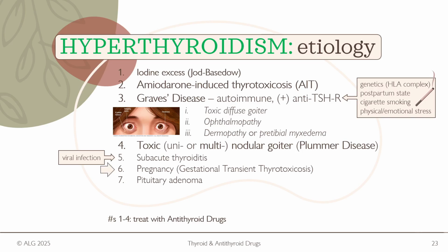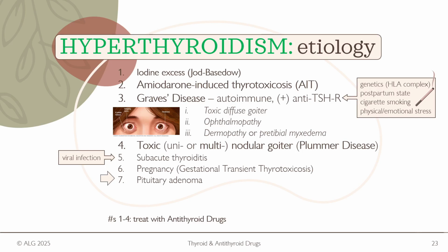Pregnancy can also cause transient hyperthyroidism because TSH and HCG are structurally similar. During the first trimester, there is a high level of HCG, which binds to TSH receptors, stimulating the thyroid gland. Pregnant patients may present with gestational transient thyrotoxicosis, which is associated with hyperemesis gravidarum, and this subsides after the HCG level declines.